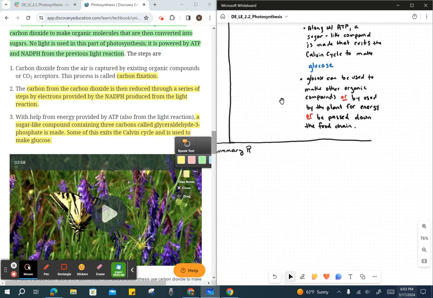And what is that glucose going to be used for? It can be made for several things. The plant might use it for energy. It might be used to make other organic compounds, or you and I are going to eat the plant, or we're going to eat animals that ate the plant, and it's going to be passed down the food chain.